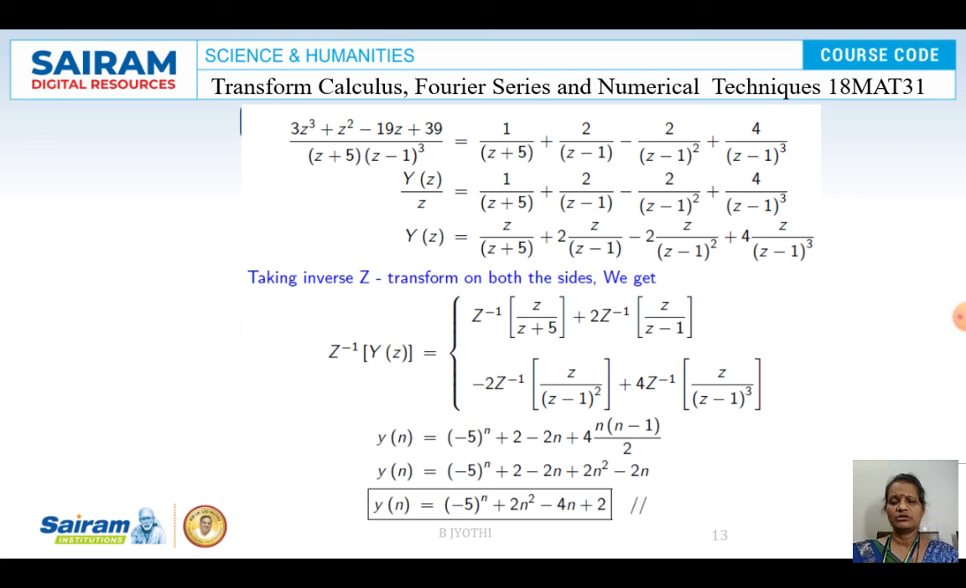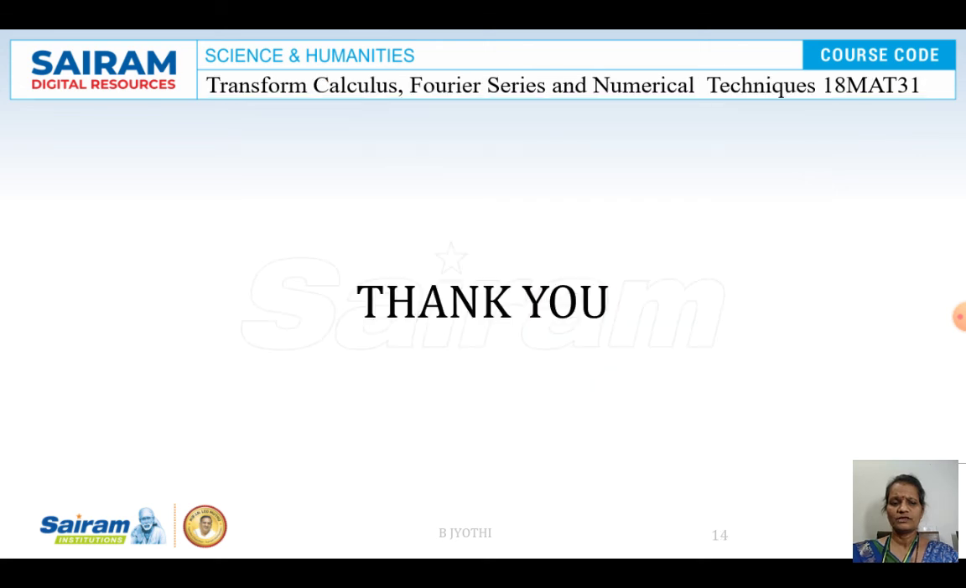So substitute all the values of a, b, c and d, then we take the z inverse transform. That gives us y(n) is equal to (minus 5) power n plus 2 minus 2n plus 4 into n(n minus 1) by 2. Or on simplification, y(n) is given by (minus 5) power n plus 2n square minus 4n plus 2. Thank you.